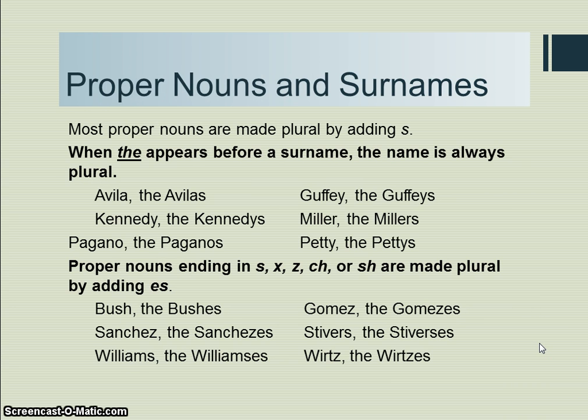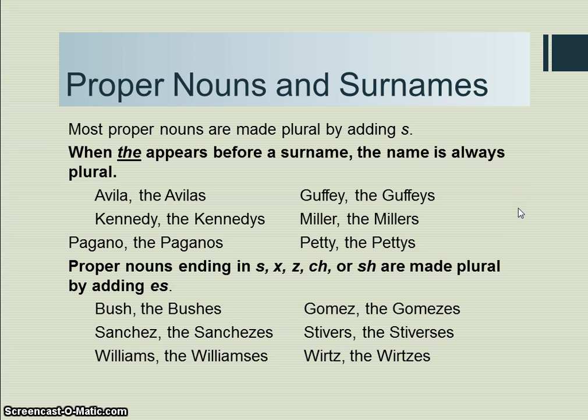Okay, when we get to proper nouns and surnames, most of them are made plural by adding S. When the word the is before the surname, the name is always plural. So we have Avila and then the Avilas. That means there's more than one Avila. So there's plural Avilas. Kennedy. If you put a the before it, it makes it the Kennedys, which means there's more than one Kennedy. Guppy, the Guppies. Miller, the Millers. And Petty, the Pettys. And whatever that is, Pagano, the Paganos.